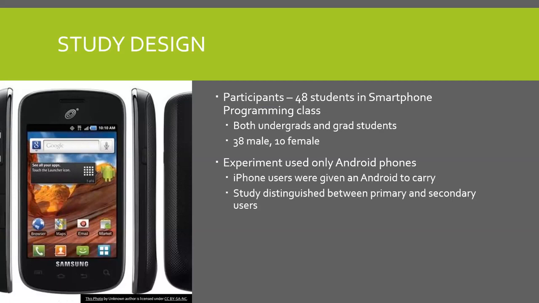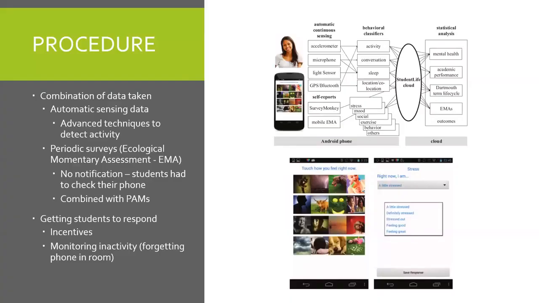The experiment only used Android phones. And this was an interesting point because some of the participants in the experiment were iPhone users. So those users were given an Android phone to carry for the experiment. The study does distinguish these as primary and secondary users because some of the people were having to carry around 2 phones all day, but they were able to mitigate that, as we'll explore later on.